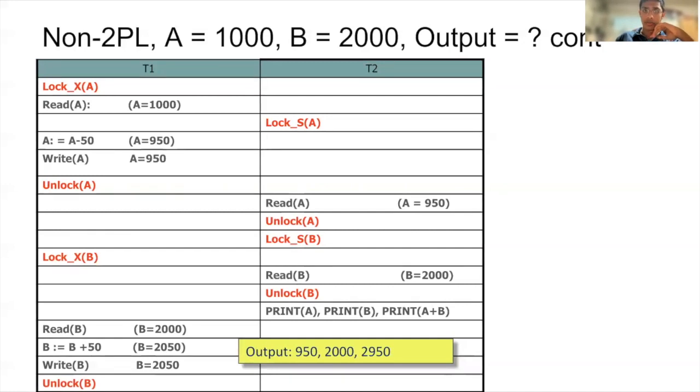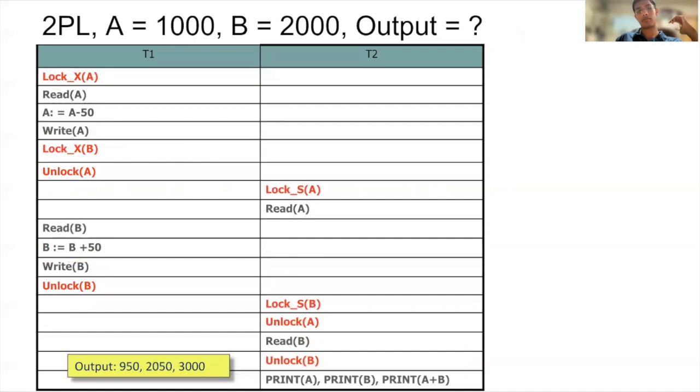But now let's go to two-phase locking. And in two-phase locking here, what's going to happen? T1 is going to lock A with an X lock. It's going to read A. It's going to update A. It's going to write A. Then it's going to acquire a lock on B. Then it has all the locks it needs to complete its transaction. Now we're done operating with A, and so we can unlock A.